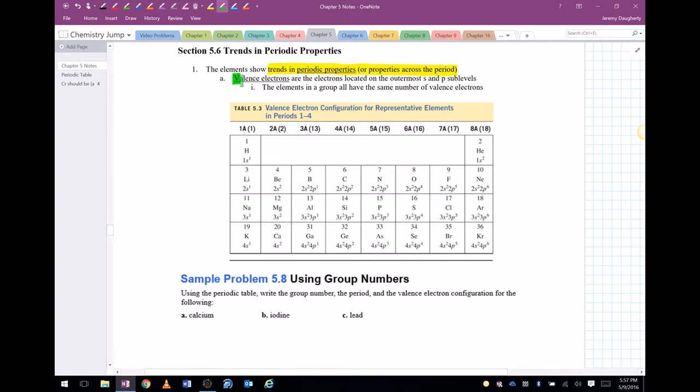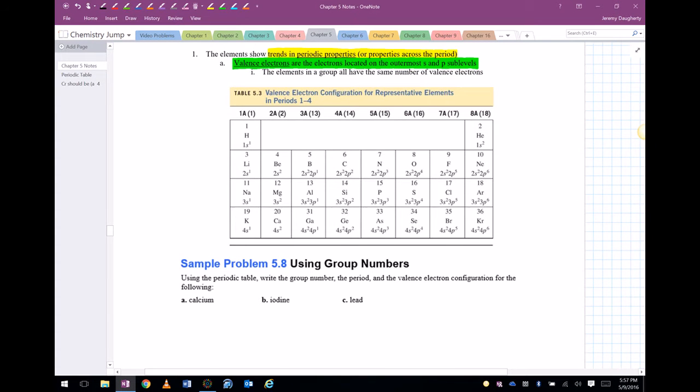Valence electrons are the electrons that are located on the outermost s and p sublevels. Okay, so this periodic table is showing you only the outermost s and p. So let's take a look at something like fluorine. Fluorine's electron configuration we learned is 1s2, 2s2, 2p5. So how many valence electrons does it have? Well, it's the outermost s and p, which are right there. So it has 7 valence electrons.